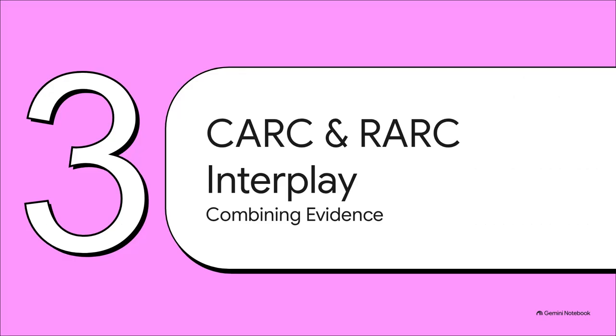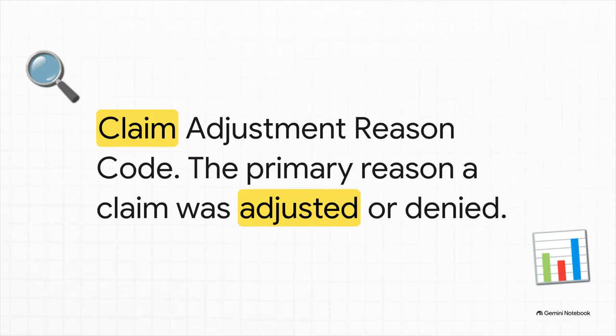Moving on to Step 3, let's talk about the interplay between CARC and RARC. Enter the CARC, or the Claim Adjustment Reason Code. If we're playing detective, the CARC is our prime suspect. It gives you the primary standardized reason why a claim, or even just a specific line item, was adjusted, reduced, or denied across the whole healthcare industry. For instance, if you see a CO 97, you instantly know the service was bundled. If you spot a CO 50, okay, now you're dealing with a medical necessity issue.